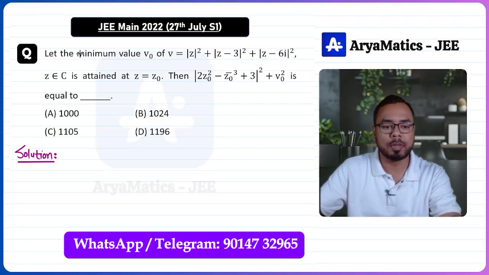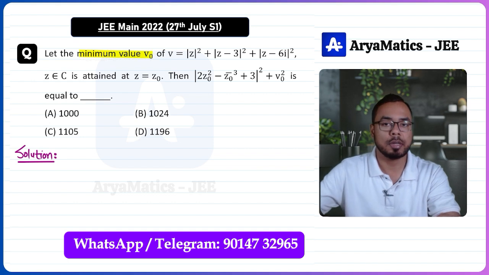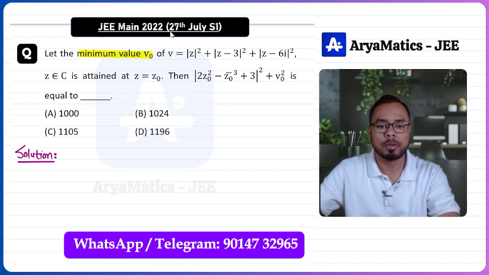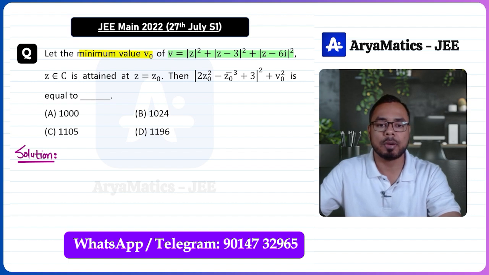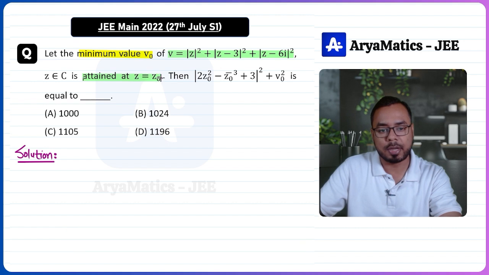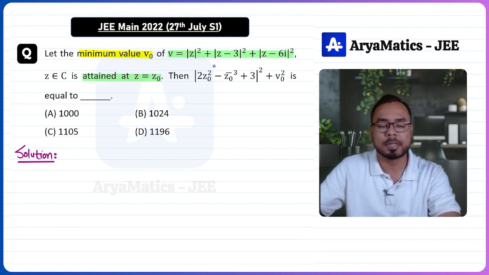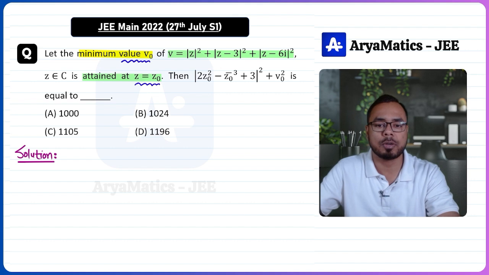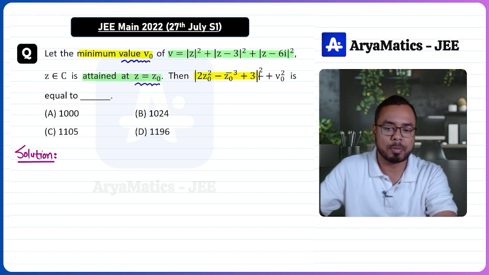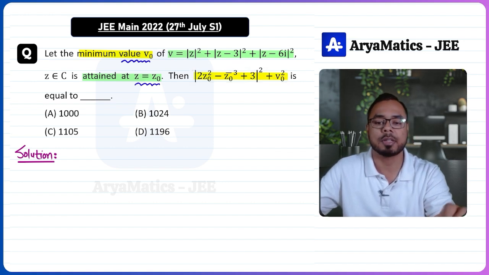Let the minimum value V₀ of this expression V = |z|² + |z − 3|² + |z − 6i|², where z is any complex number, be attained at z = z₀. So the minimum value of this expression is V₀, and we get it when the value of z is z₀. Then the question is, what should be the value of the square of the modulus of this complex number plus V₀²?